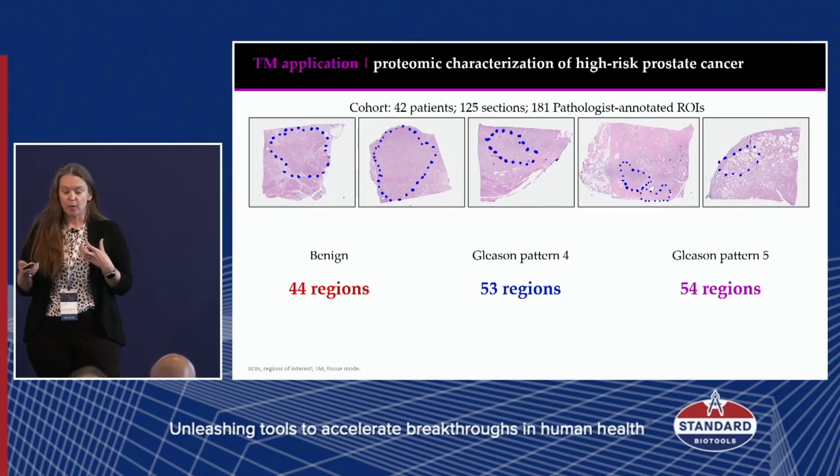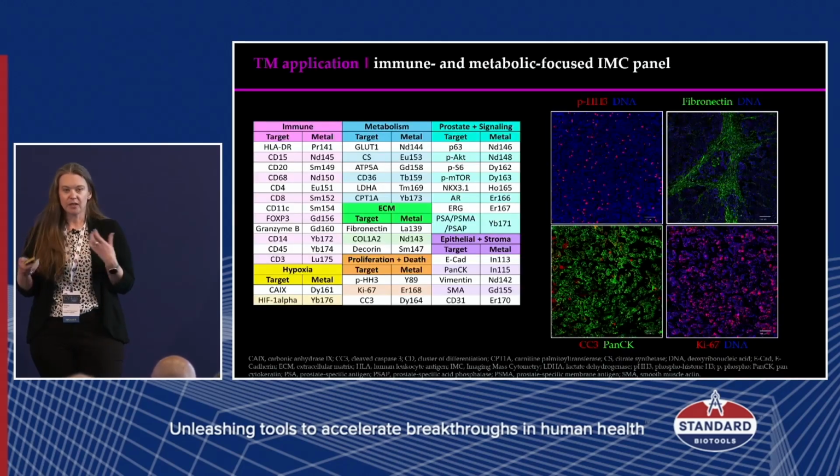We have 40 to 50 ROIs per group. This project really started out like every other project in our lab, putting together a panel. This is a very diverse panel. We have an immune and metabolic focus, but we also have prostate signaling markers. We have extracellular matrix in there. We have a lot of things. Then we went through the steps of actually validating the antibodies there on the right. But then the project really came to a standstill.